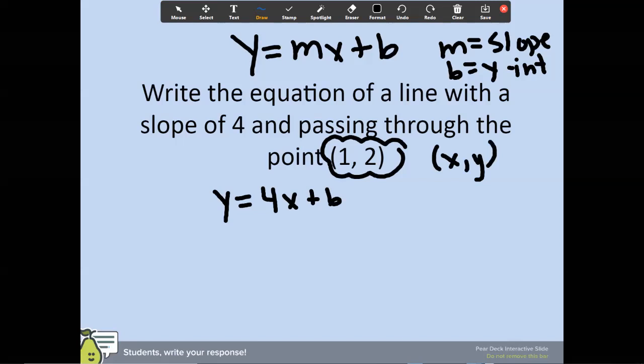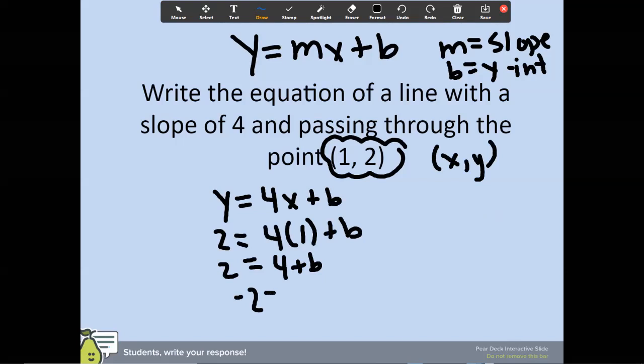Do not put that 2 in for your b. That is not your y-intercept. If I was to sketch this, 1, 2 is not on the y-axis. It is not your y-intercept, so don't even think about that. I am going to put 2 here: 2 is equal to 4 times 1 plus b. 2 is equal to 4 plus b, and I get negative 2 is equal to b. So my equation is y is equal to 4x minus 2.